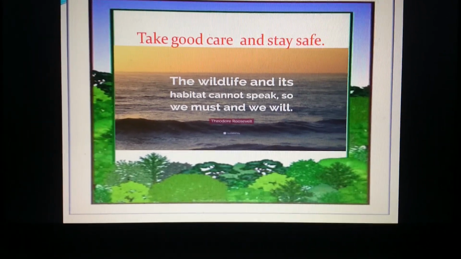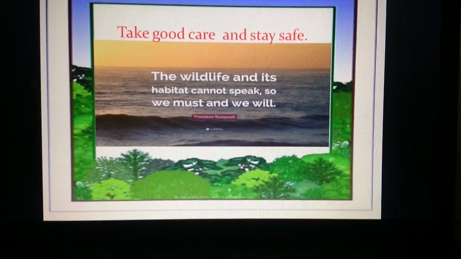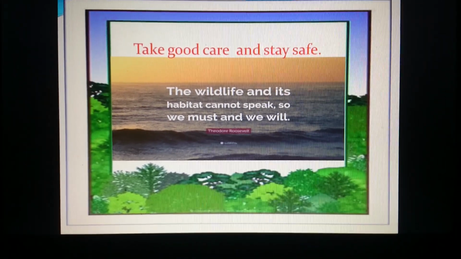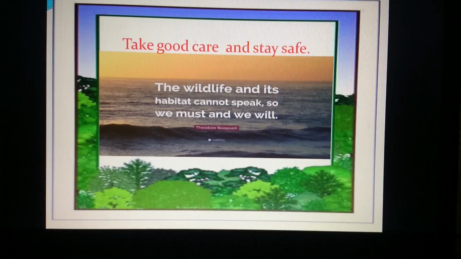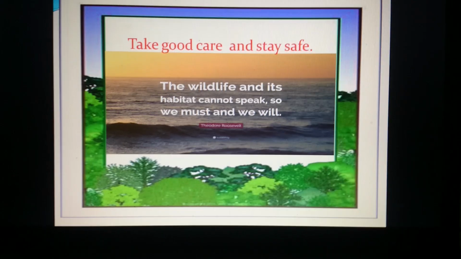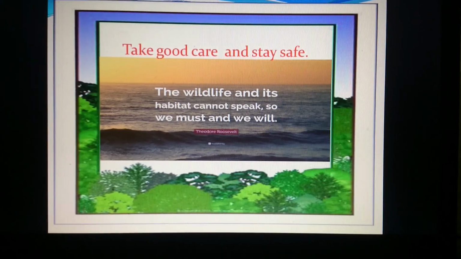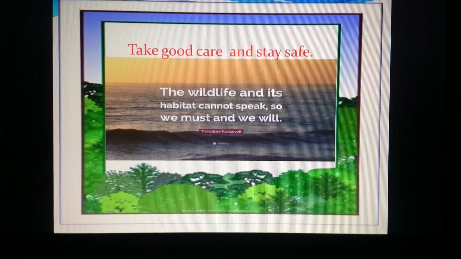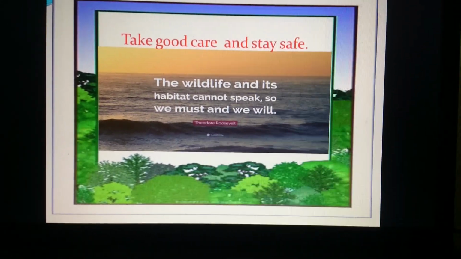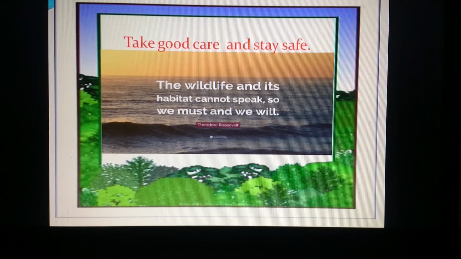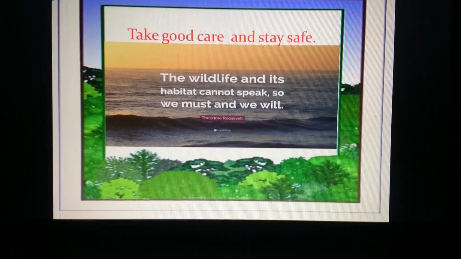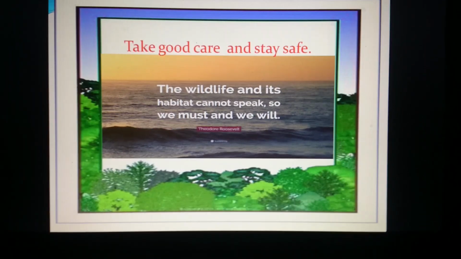So take good care and stay safe. Please don't forget that the wildlife and its habitat cannot speak. That means the plants and animals, they cannot speak for themselves. So, as a responsible citizen of this world, as human beings, we should take care of them, we should love them, we must and we will.